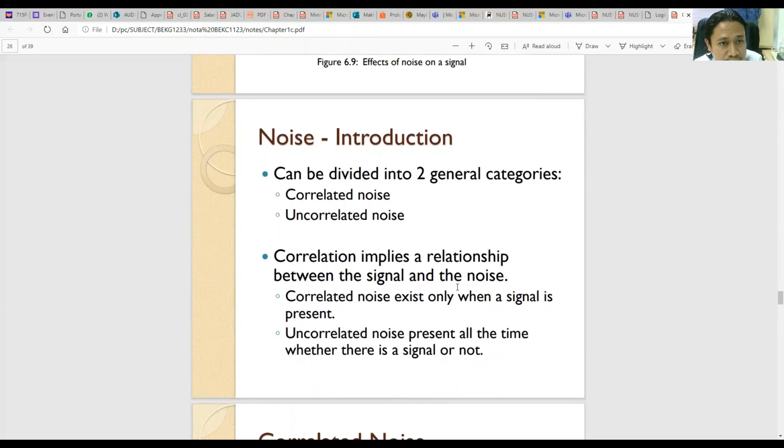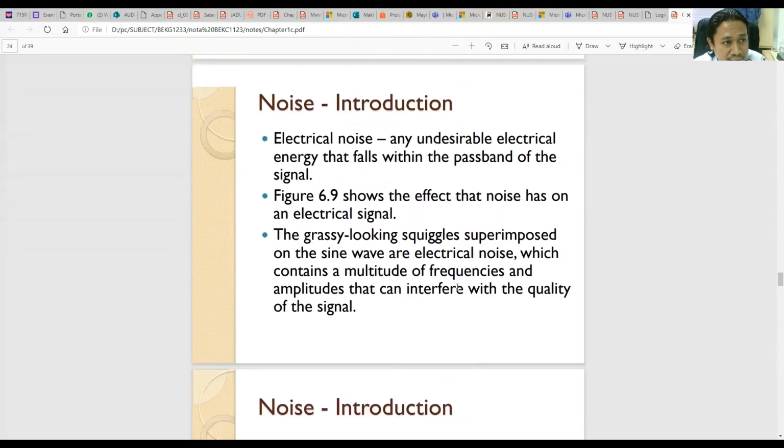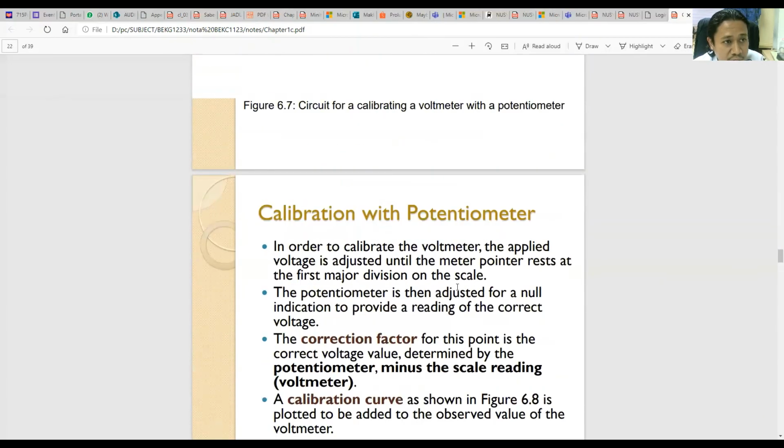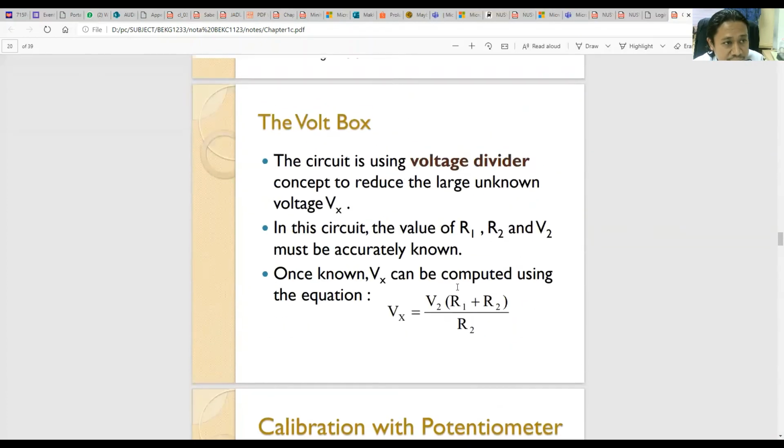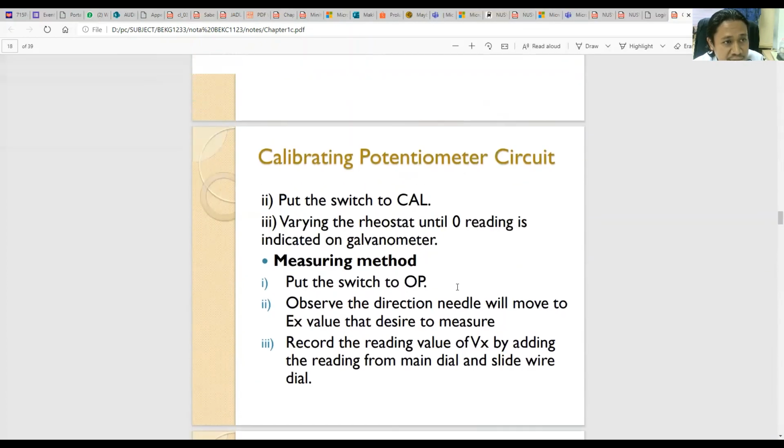All right, that's all for today for noise and calibration. Make sure you know the types of noise. This is the theory for noise. We have two basic noises, correlated noise and uncorrelated noise, and then the external noise and internal noise. Also, calibrating our instrument or measurement device, we will cover after this in the next topic.